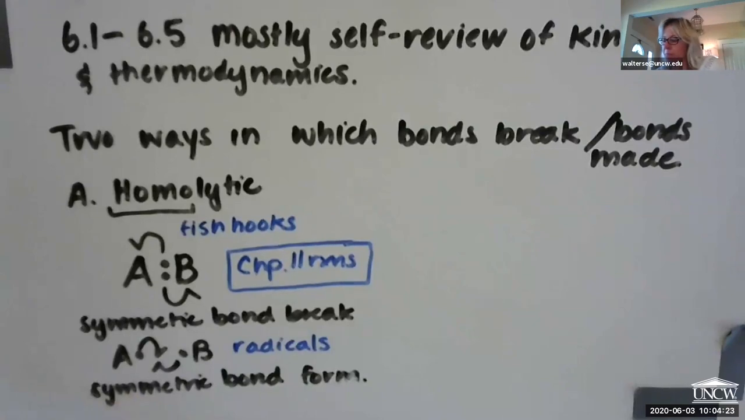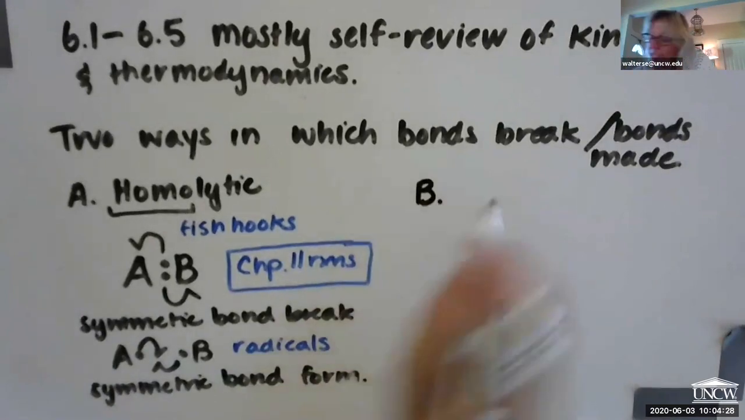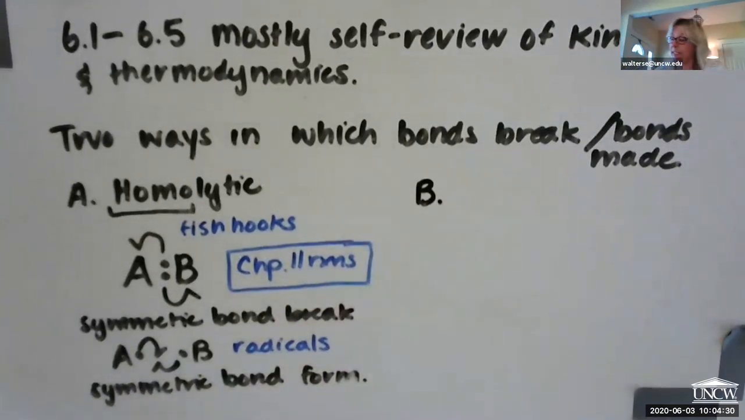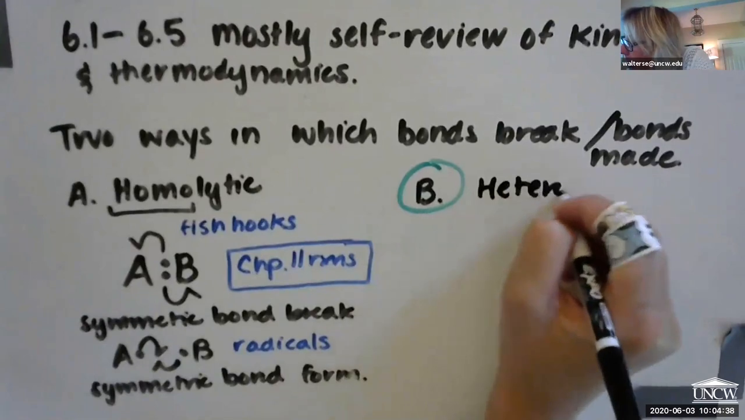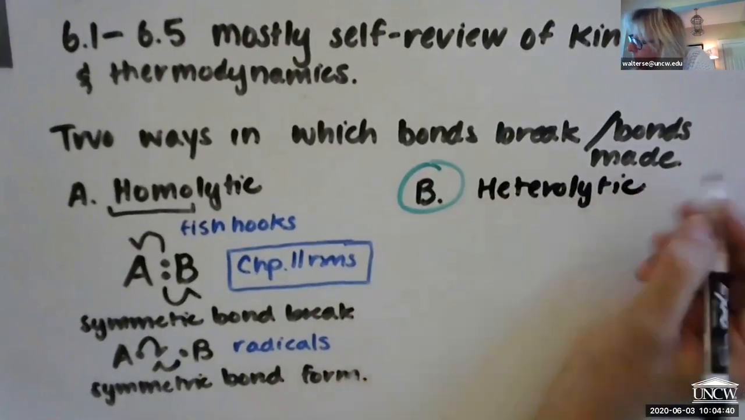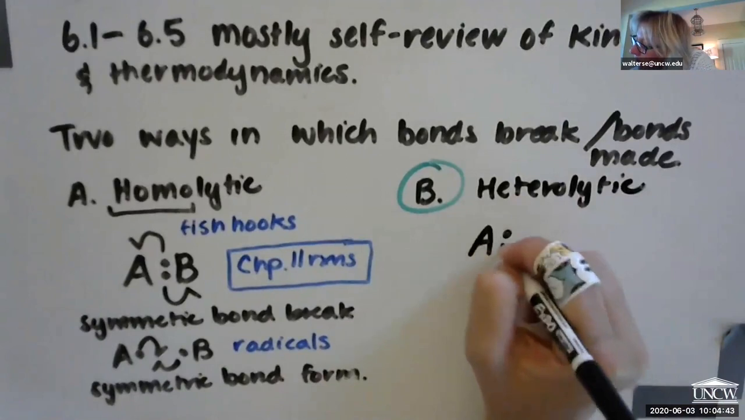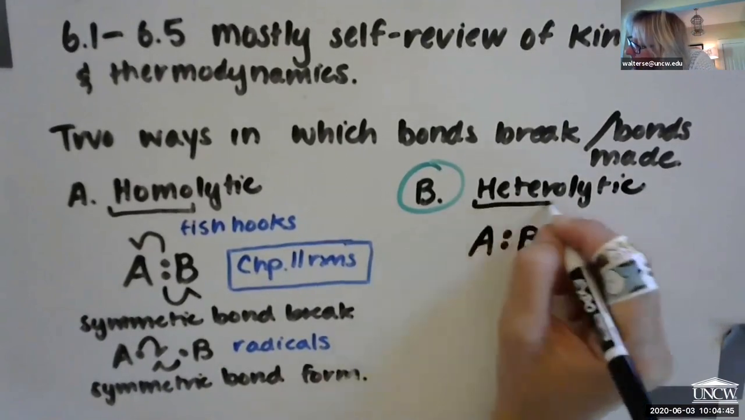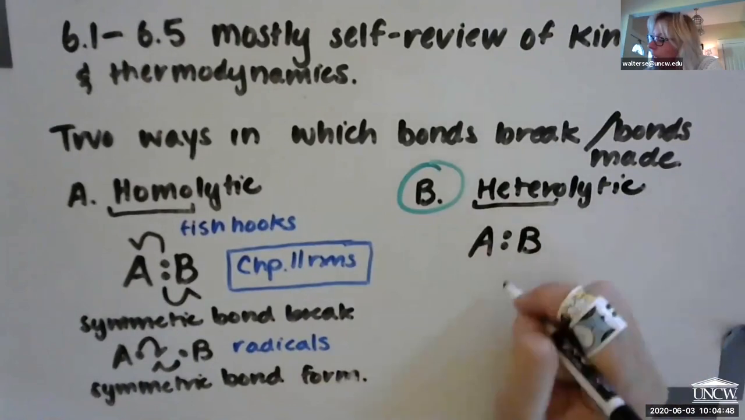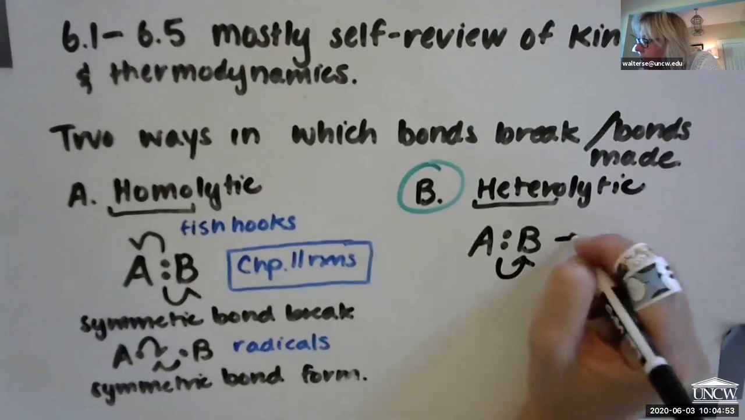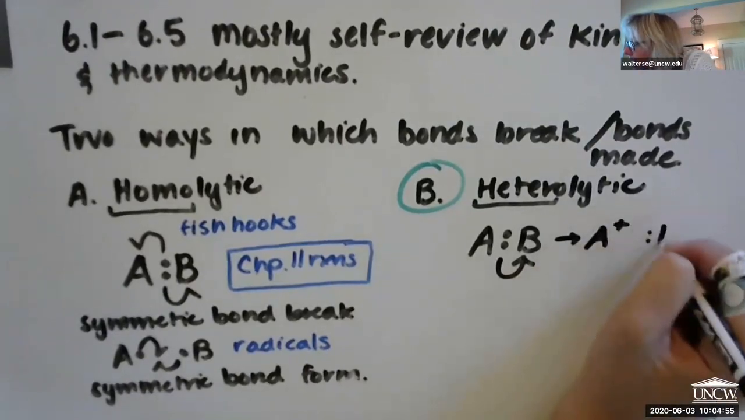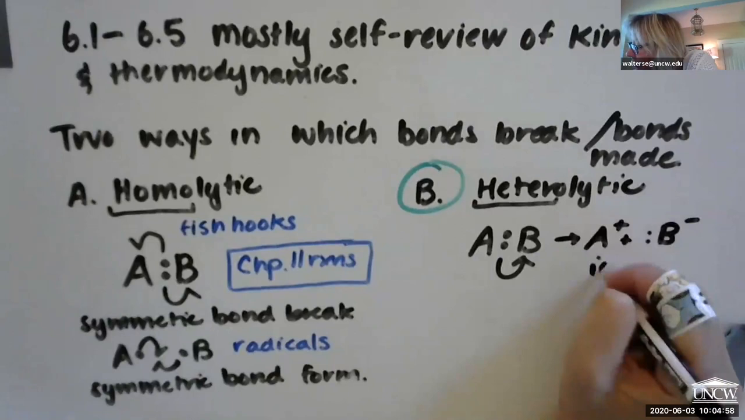What we're going to do most of the class, and most of organic chemistry, is done in this way: to use a heterolytic pathway. When you have a heterolytic, hetero means different or asymmetric. Both of the electrons go to one of the atoms and you end up making ions.